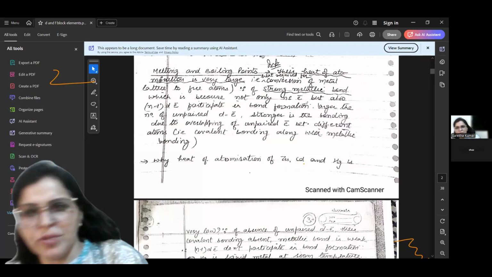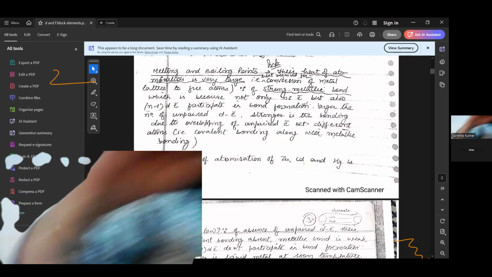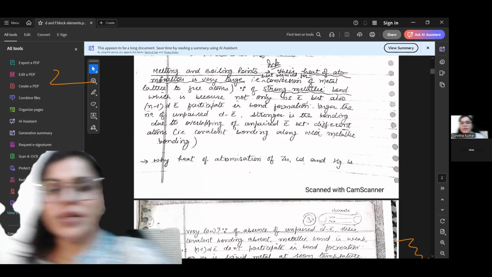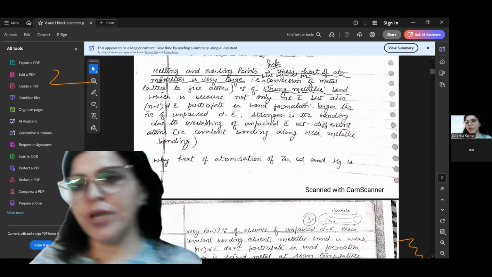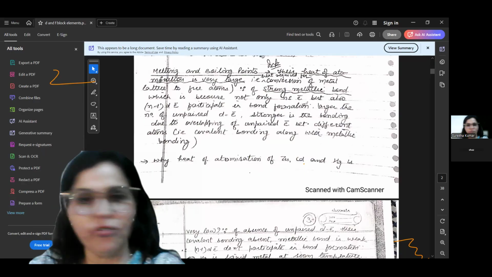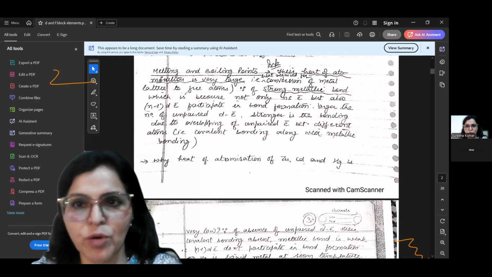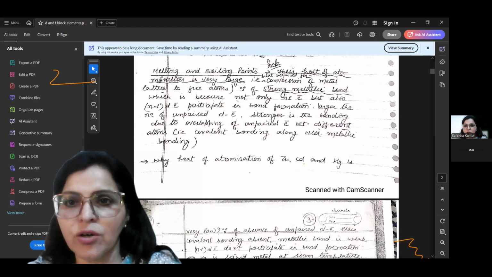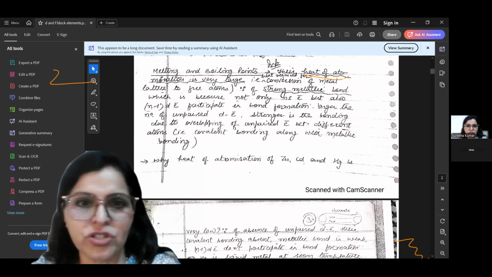Fine. Today's topic is melting and boiling point of D and F block elements. What is the meaning of melting and boiling points? And also the heat of atomization.